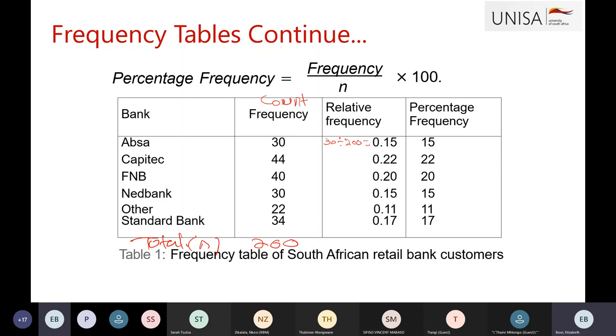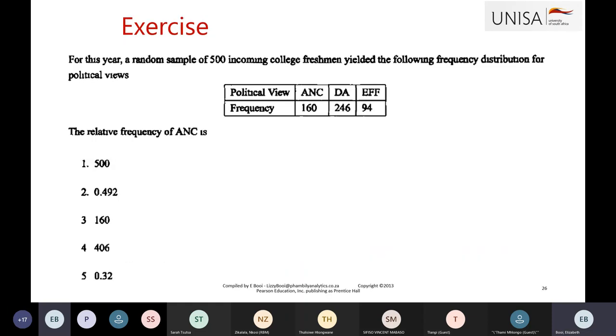So with the summary table, you are able to say 20% of the people go to FNB, or 40 actual people went into FNB bank. Or you can say 34 people bank with Standard Bank, and 17% of the people bank with Standard Bank, or 0.17. And that's how you use the frequency table.